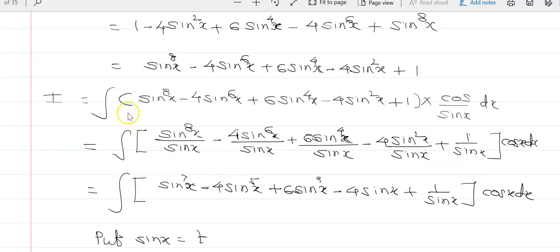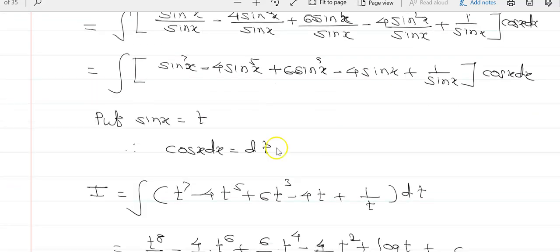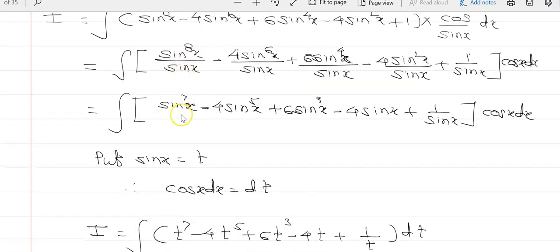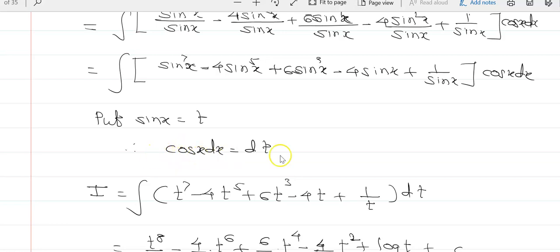Now here I is equal to the integral of sin of x raised to 8 minus 4 sin of x raised to 6 plus 6 sin of x raised to 4 minus 4 sin square x plus 1, into cos x upon sin x dx. Now divide all these terms by this sin x. Here is cos x; after division you will get sin of x raised to 7 minus 4 sin of x raised to 5 plus 6 sin of x cube minus 4 sin x plus 1 upon sin x, bracket complete, cos x into dx. Put sin of x as t, that is, cos of x into dx is dt.